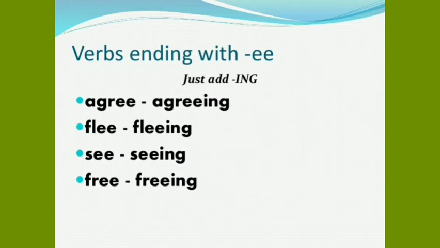Agree, agreeing. Similarly flee, this verb also ends with double E, you need to simply add ING. You need not omit any E. Flee, fleeing, see, seeing, free, freeing. So verbs that end with double E, you need not omit. Again I am repeating, you need not omit any E, simply add ING.